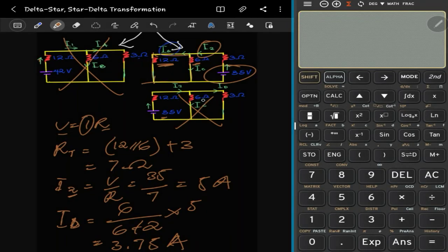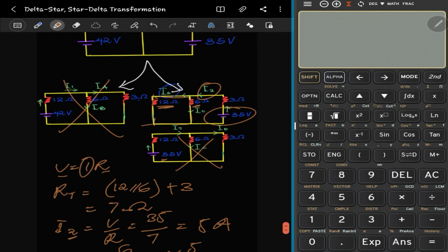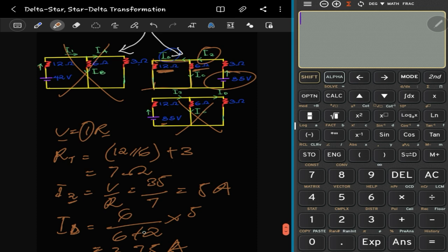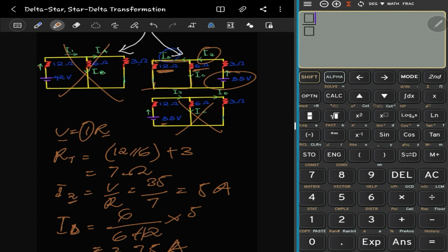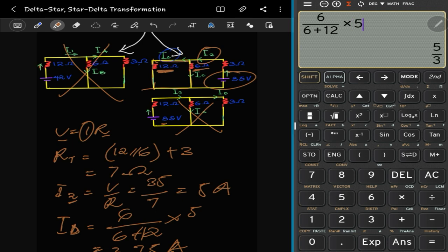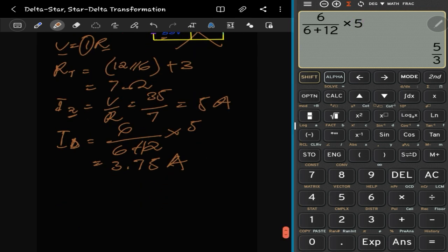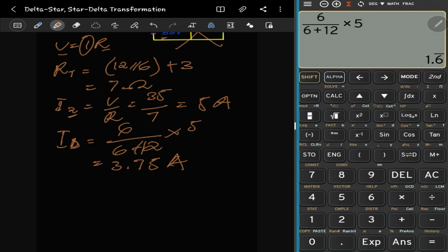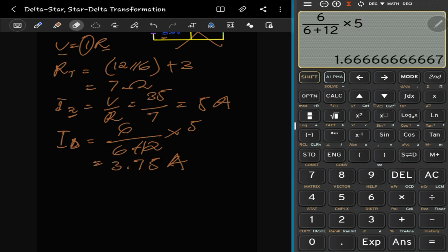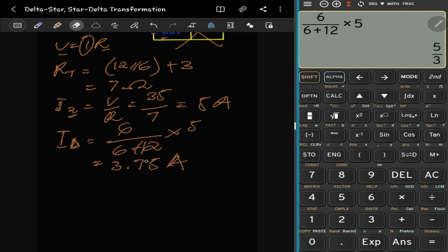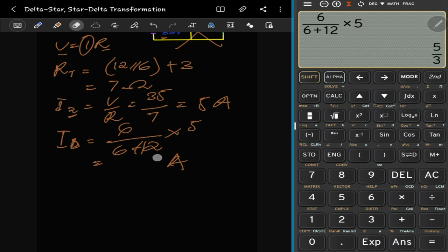There's actually 6, right? The current split, now we are looking at this one. The current splits between the 6 and 12, not 2, right? So 12 here. So that gives us 6 on 6 plus 12 times the 5, right? That gives us 5 on 3, about 1.6. So 5 on 3 amperes. So that's for ID.